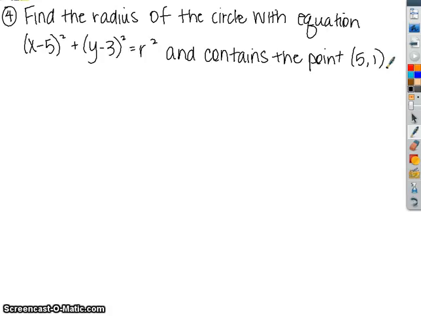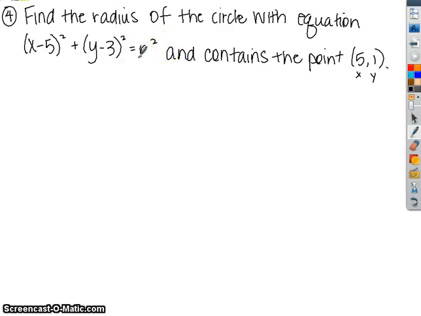All right. So we have our equation that has the h and the k in it. Then we have this point, and guess what? Each point is an x and a y. Well, if this lands on my circle, then I can plug it in for this x and this y, and that is how I'm going to be able to find the radius.